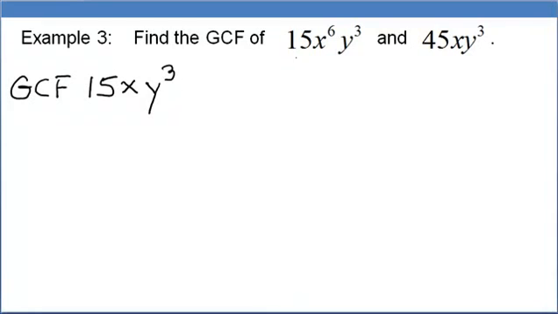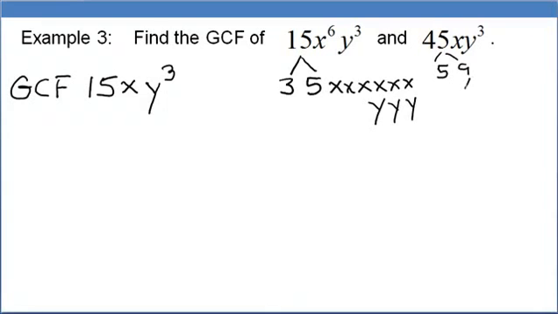So for the numbers, we'll break to primes. 15 is 3 times 5. And the variables, you can write them out. So we have 6 x's and 3 y's. 45. So we have 5 times 9. And our 9 gives us some 3's. And we have 1 x and 3 y's. So then we will pick the common parts.